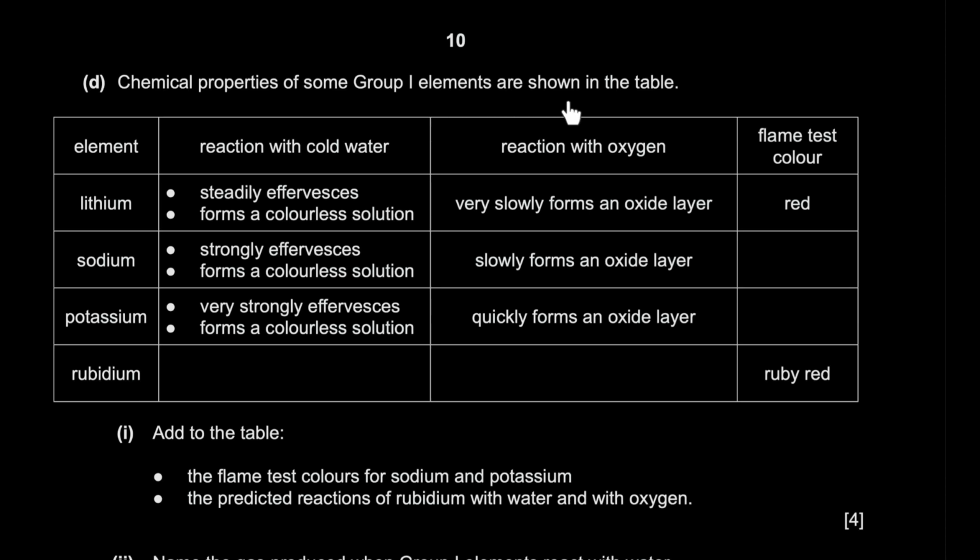All right, chemical properties of some group 1 elements are shown in the table. Sodium, we need a flame test over here. For sodium, it is yellow. Potassium, it is lilac. And rubidium, I guess we don't know about rubidium, but we can predict its properties, right? Reacts with cold water. All right.